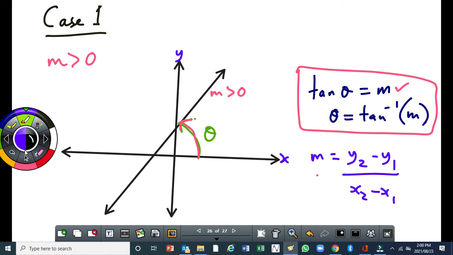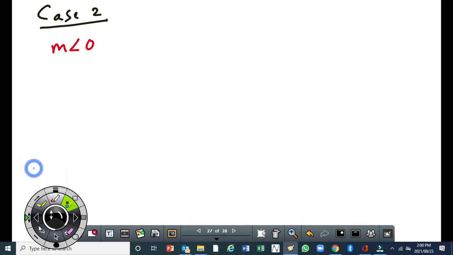Now, case 2 is when the gradient is negative. When the gradient is negative, the equation to calculate the angle of inclination changes slightly. So now we have m being less than 0. In that case, we are going to have a scenario like this.